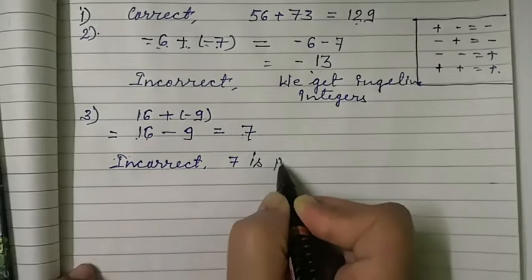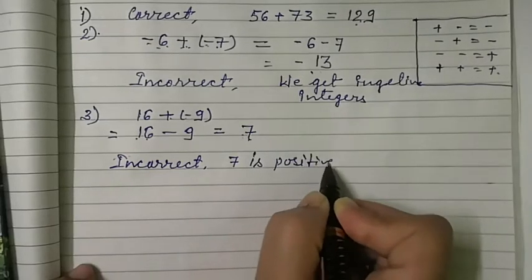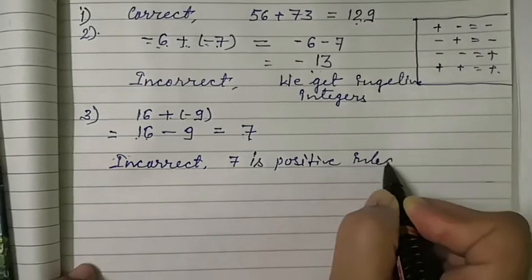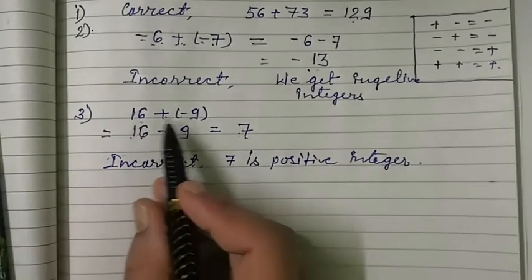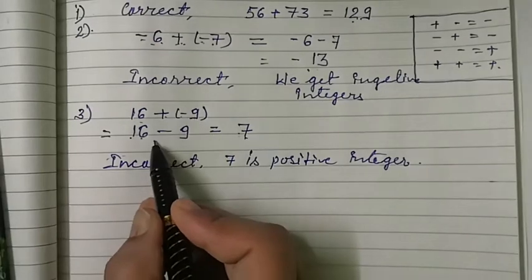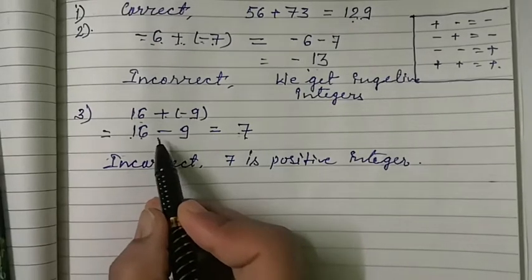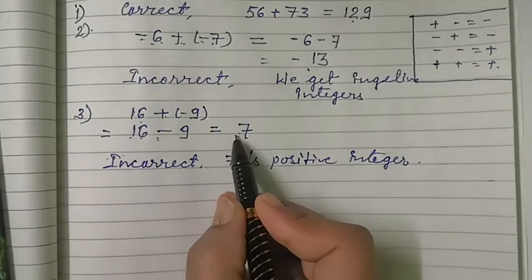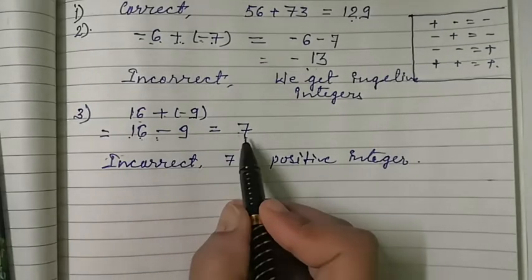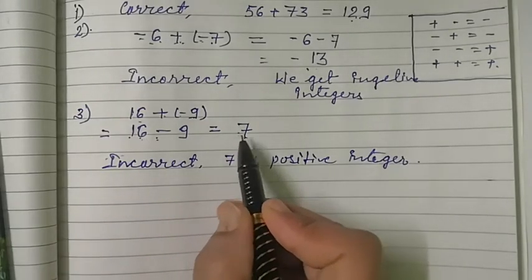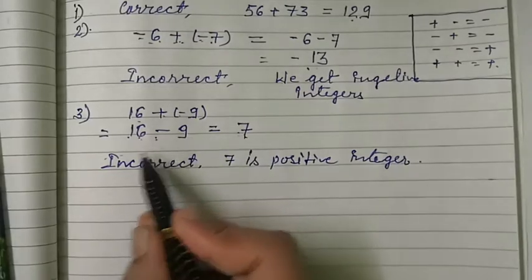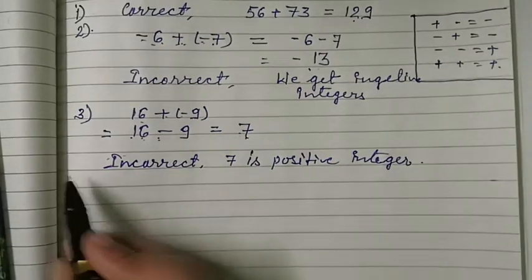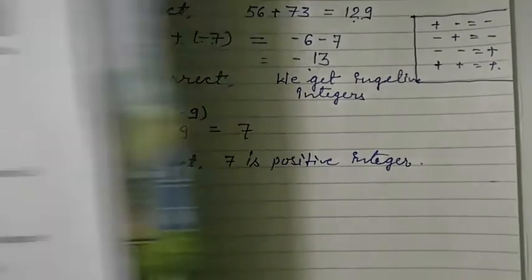7 is a positive integer. When we add a positive integer and a negative integer, we take the difference and we place the sign of the bigger integer, so it won't be possible that only negative integers happen. Here it may be positive or may be negative, depending on the sign of the bigger number. Okay, now see the fourth one.